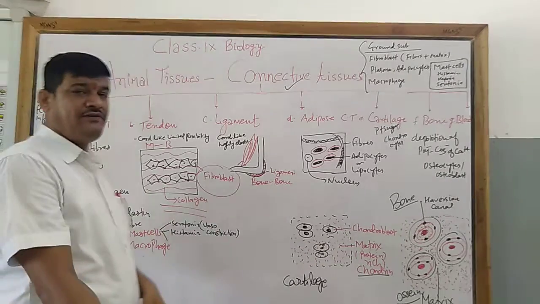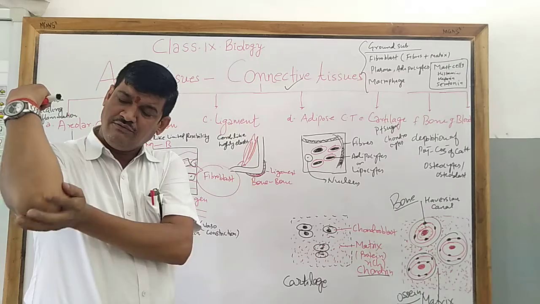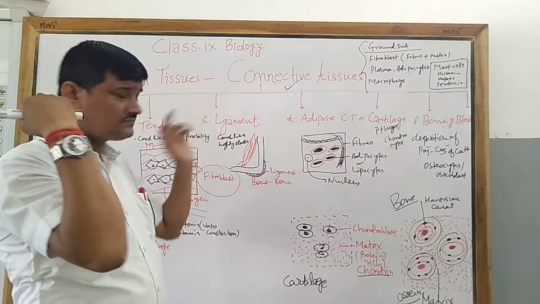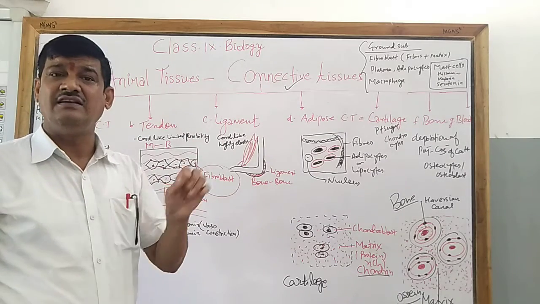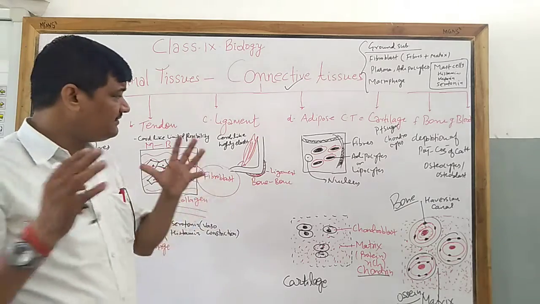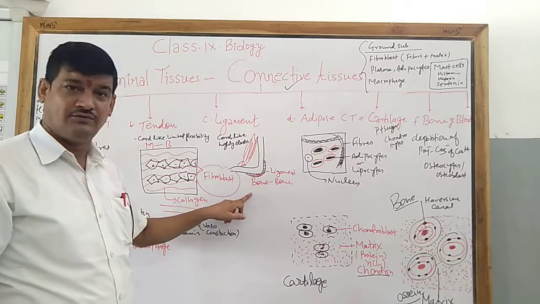And if we see the example of this elbow, this bone and that bone are joined here with the help of the ligament. So we can say that ligament stands for bone to bone connection. It means this is a tissue which joins one bone to another bone.